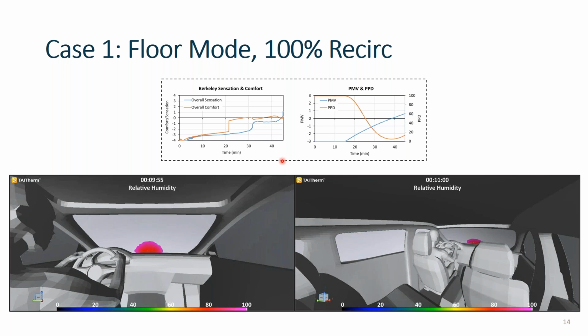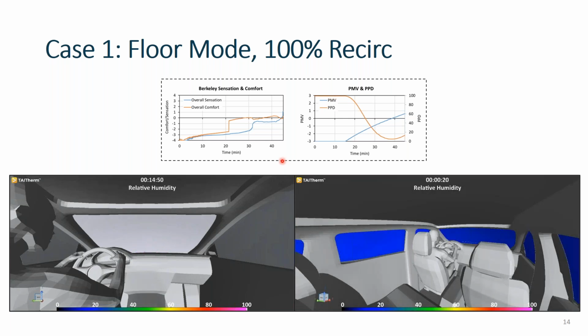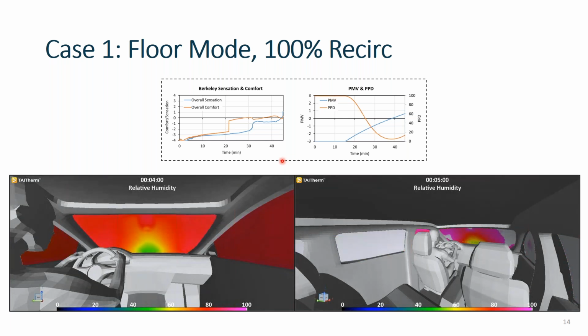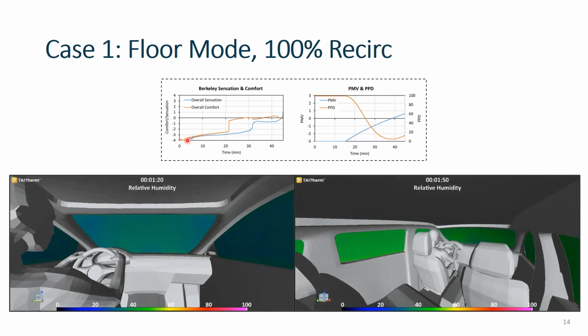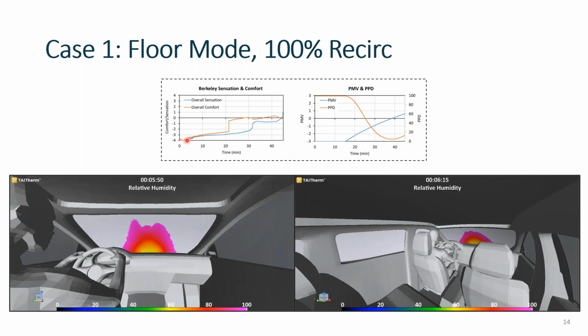So in terms of comfort, because it's the max warm-up scenario for this HVAC system and these conditions, it's also representative of our maximum comfort scenario. So we're looking at Berkeley sensation and comfort on the left, PMV and PPD on the right. I will begin with Berkeley. So sensation metrics are in blue, comfort are in orange.